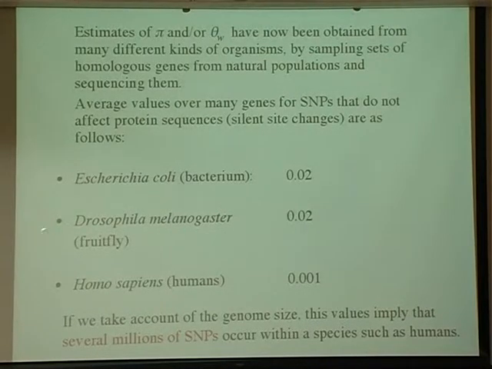Drosophila is actually quite similar to E. coli. Humans are way down. We're one of the least genetically variable organisms at the DNA level. Pi is about 0.001. And as I already mentioned, if you add up over all the different bases, instead of looking at a single base, you have millions of variants.